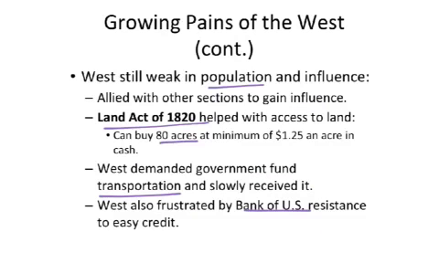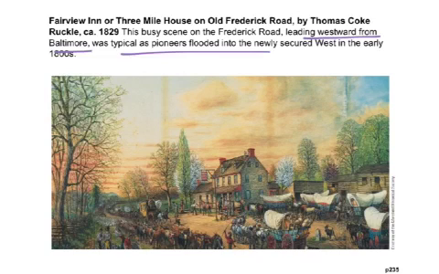The West was still weak in population and influence, so it allied with other sections to gain influence. The Land Act of 1820 helped with access to land. People could buy 80 acres at a minimum of $1.25 an acre in cash. But the West demanded that the government fund transportation and slowly received it. The West was also frustrated by the Bank of the United States and resistance to easy credit.